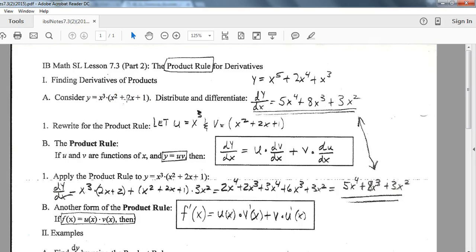So the way that we've seen that so far is that you would take this x to the third and you would distribute it to all of your terms, and you would get this look here, and then you would find the derivative for individual terms.